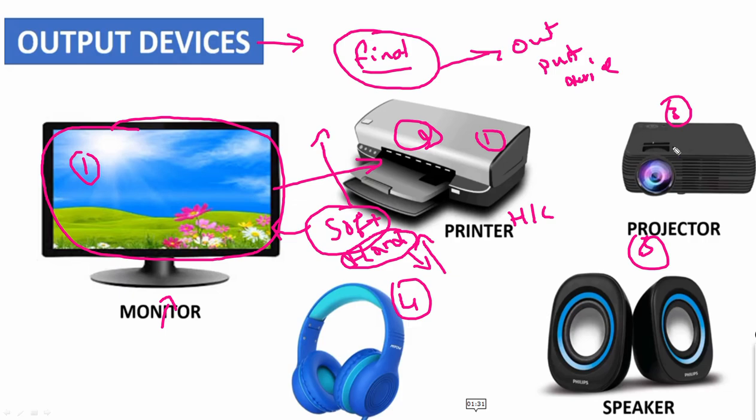Then the projector we also use as an output device. Then headphones are also used as output devices. Then speakers. All these devices are used as output devices of a computer. I hope you have understood the input and output devices of a computer. Thank you.